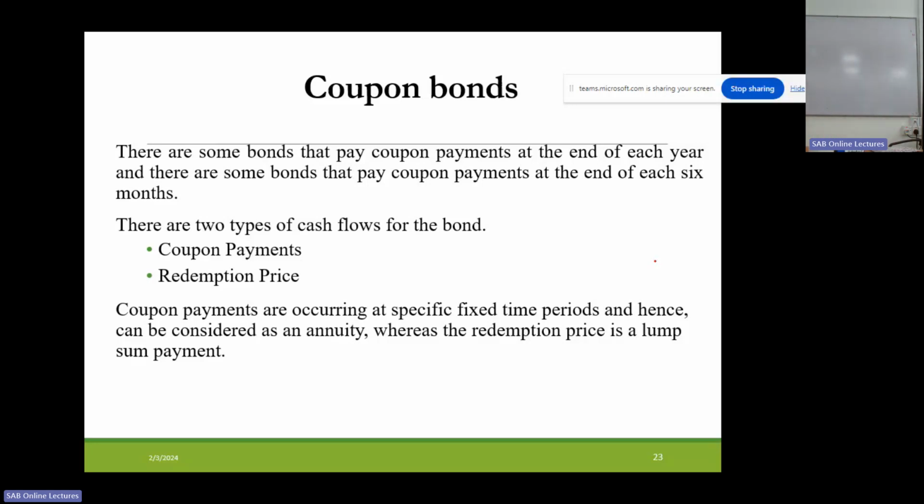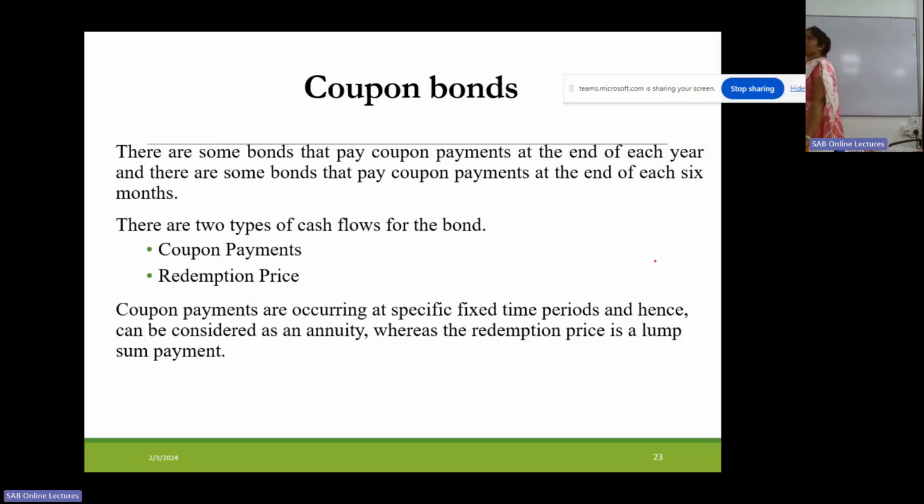There are some bonds that pay coupon payments at the end of each year. There are some bonds that pay coupon payments at the end of 6 months. So the annual coupon, you can have within 6 months as well as at the end of the year. It can be a semi-annual coupon, an annual coupon, a monthly coupon, or a quarterly coupon. So that is the frequency of the coupon.